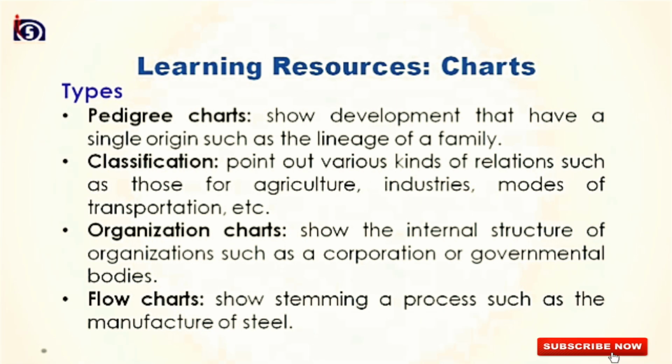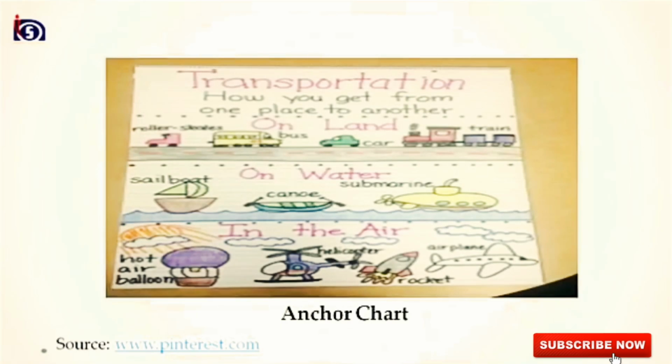Then we have flow charts, the most popularly used type of charts. Flow charts show a process such as the manufacture of steel, how steel is manufactured in an industry. Now, I am going to show you some examples of charts of different nature. First, we have on screen the anchor chart. In this anchor chart, we are showing the modes of transportation which are there on land, in water and in the air. This is the simplest chart which your students can also prepare and you can also prepare.